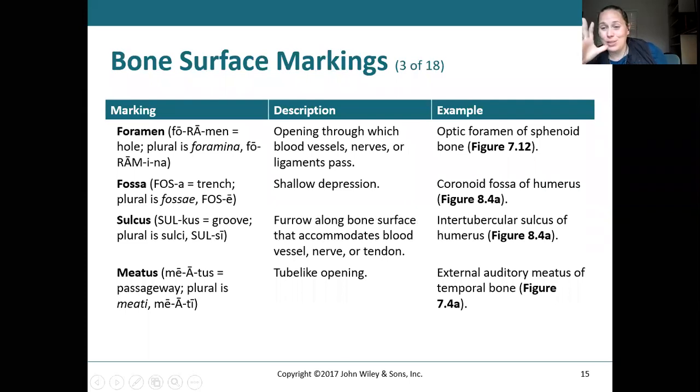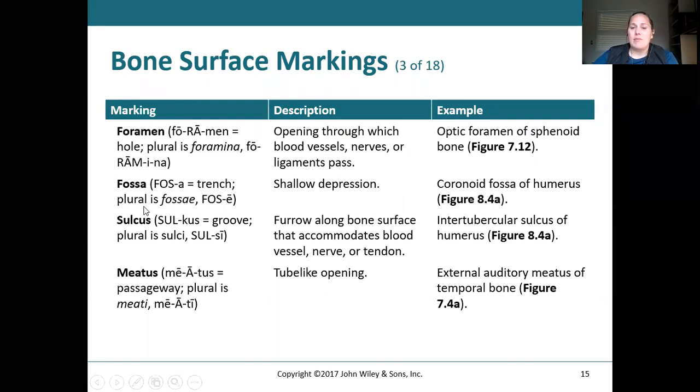So like I said, if you're a visual learner, then bear with me. We'll get there in a second. A very similar foramen is going to be an opening through which blood vessels pass through. The optic foramen of the sphenoid bone. The foramens tend to be fairly large in their size.